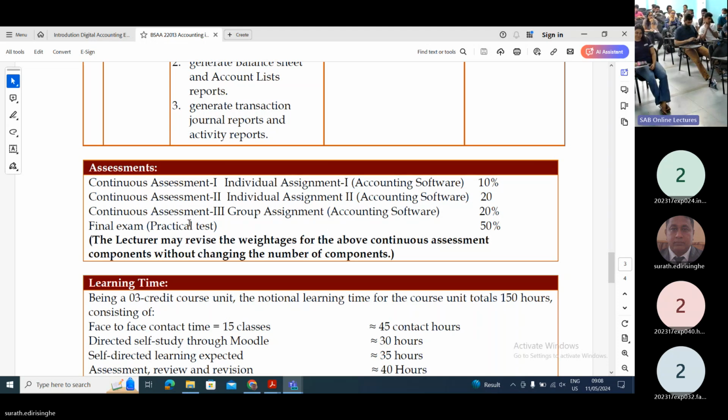What I'm trying to highlight here is the practical test, 50%. Students, normally, look here, the lecturer may revise the weightage for the above continuous assessment components without changing the number. Actually, I changed the way of evaluation to 10% and 20%, 30% no individual. Understood? 10% in the first section and 20% in the second section.